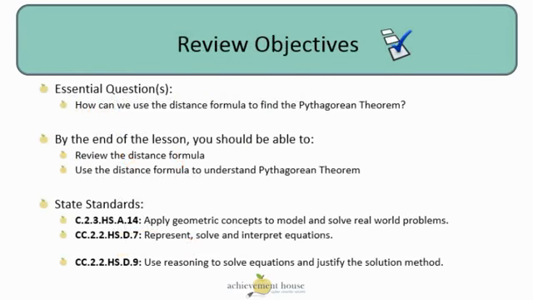How can we use the distance formula to find the Pythagorean theorem? Well, the distance formula essentially is the Pythagorean theorem, and that's how we got the Pythagorean theorem, and that's how we can use the distance formula to find a hypotenuse in a triangle and many, many other things.